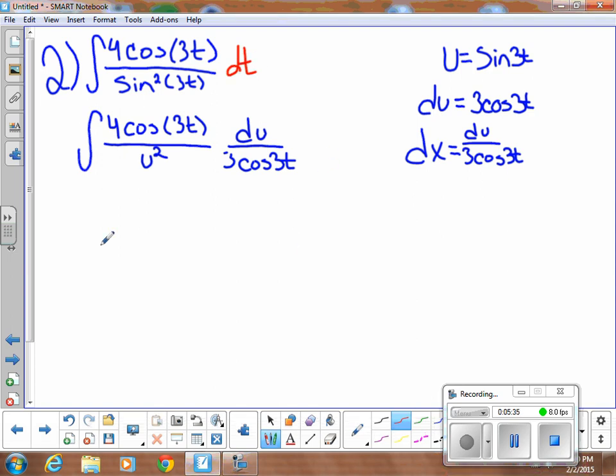Okay, so now at this point, we try canceling out. So what cancels out here? If you see when you substitute, what cancels? The cosine 3t's. So what's your coefficient that you're left with? 4 over 3. And then the u, what can we do with the u?